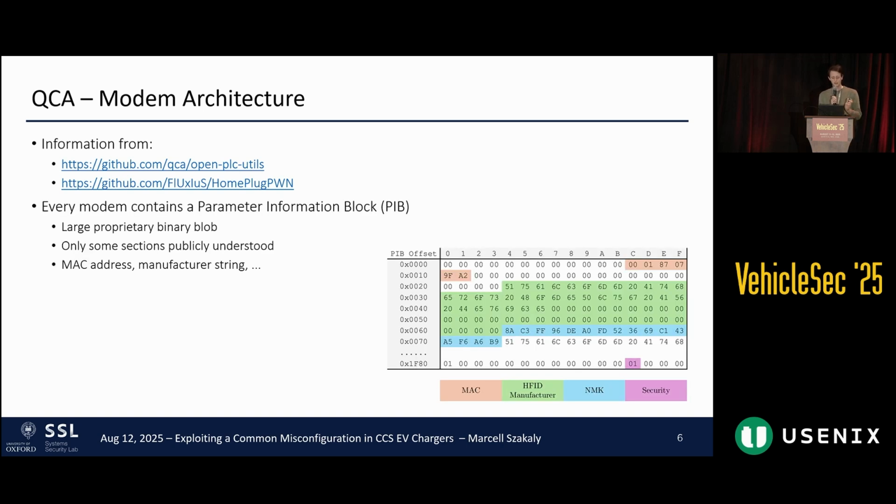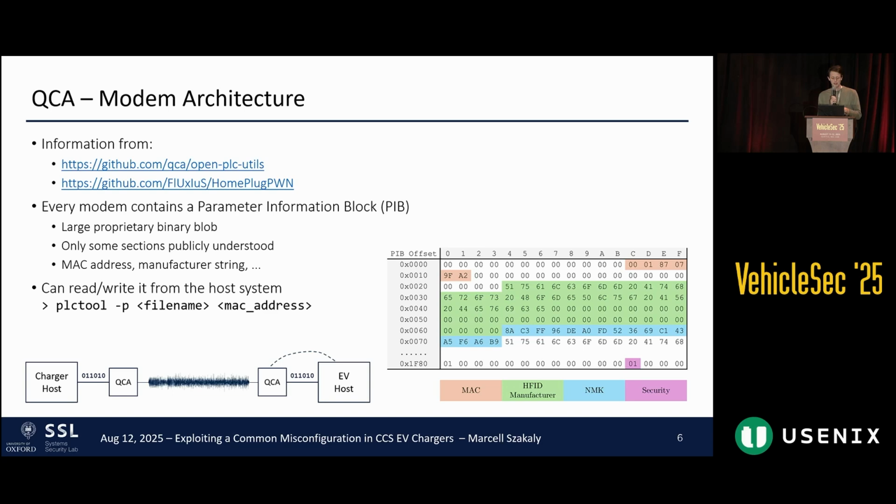The main finding from this was that they contain something called the parameter information block. It is a large binary configuration file, and you can see a snippet of it on the screen. It contains important settings like a MAC address or a manufacturer device string, for example, and it just keeps going for about 10 kilobytes more of binary settings. This is something you can easily change if you own one of these modems and connect to it. OpenPLC utils provides the command to do this: you just send a special management message over Ethernet to the chip, and it will update the configuration file.